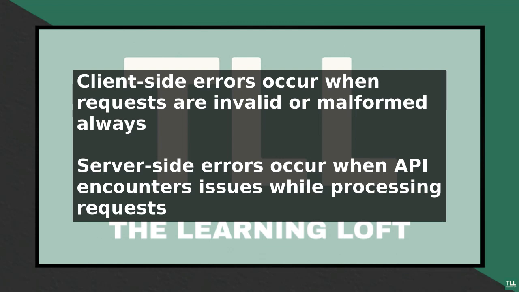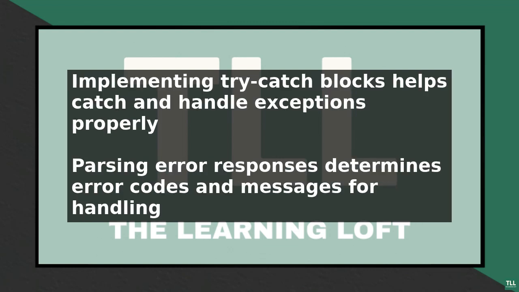The next step is to implement try-catch blocks in your code to catch and handle exceptions. When an exception is caught, you can parse the error response to determine the error code and message. This information can be used to handle the error accordingly.